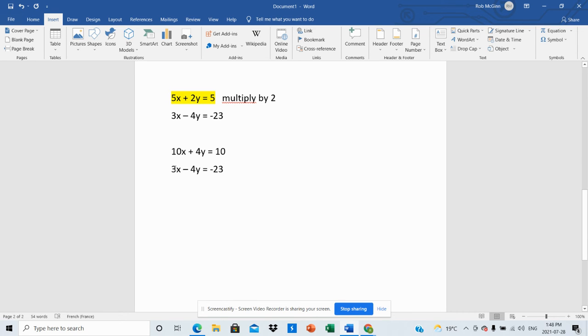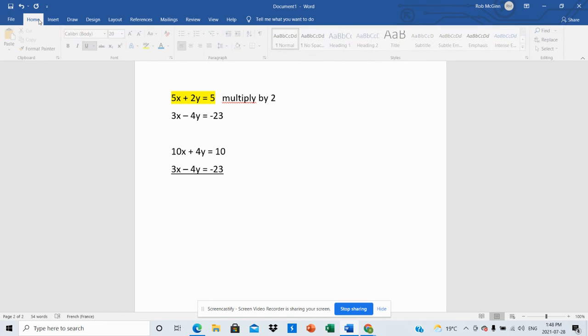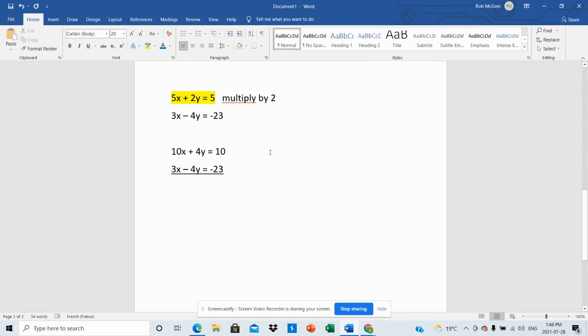So what we're going to do now is add those two equations together. And that'll eliminate y. So we're going to have 13x equals 10 minus 23, which is minus 13. Now we're going to solve for x. Divide both sides by 13. X equals negative 1.